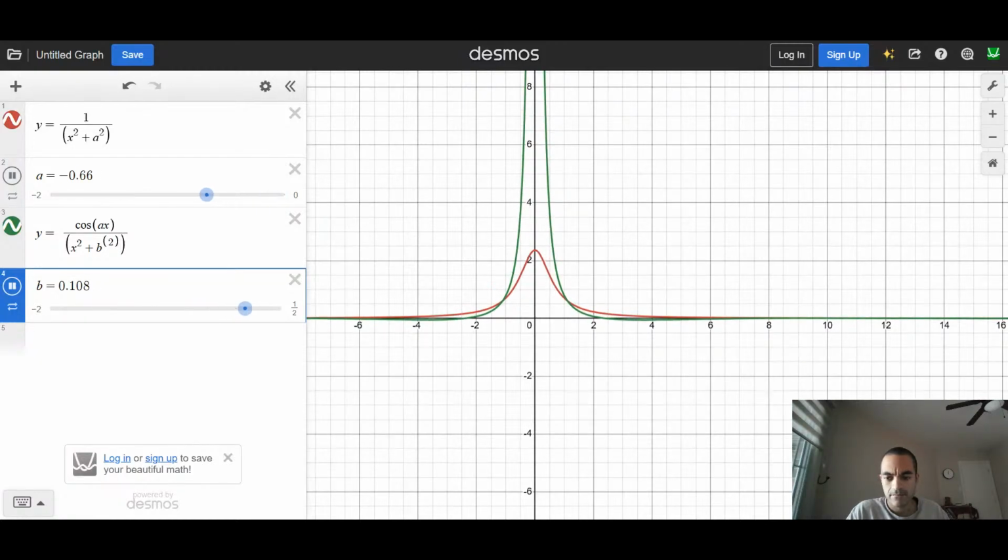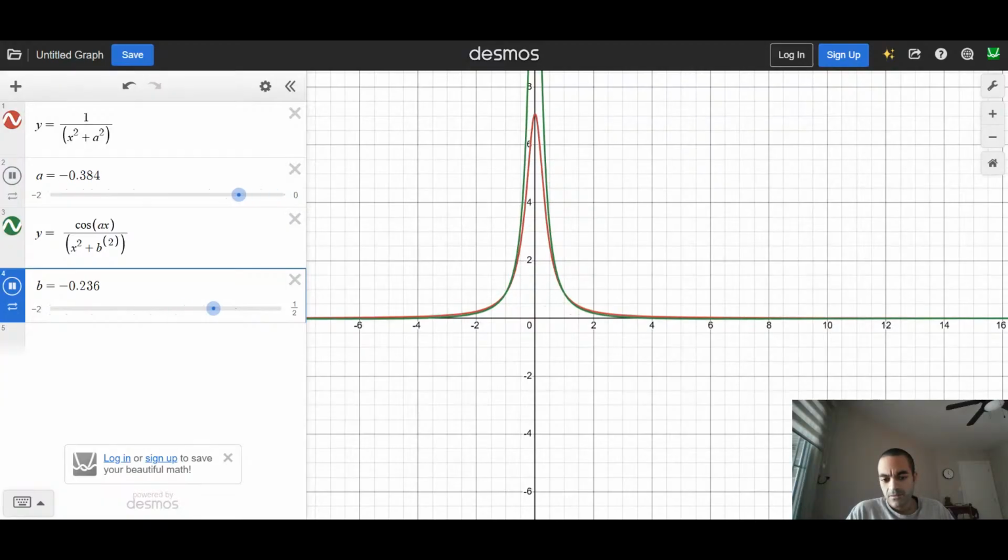Anyone in the chat? Don't be shy, just tell me what's going on with the graphs here. Obviously they're moving, right? Okay. What else?